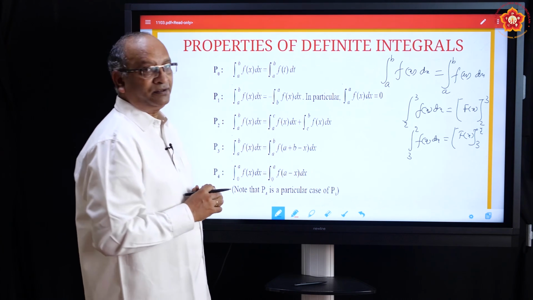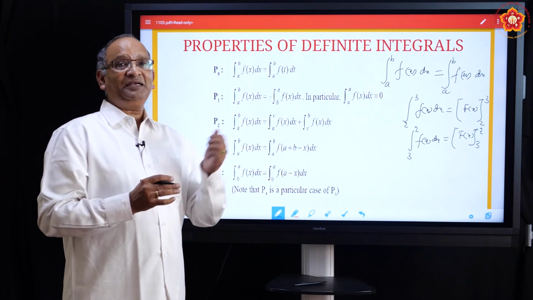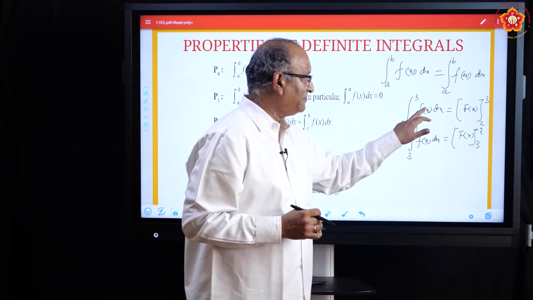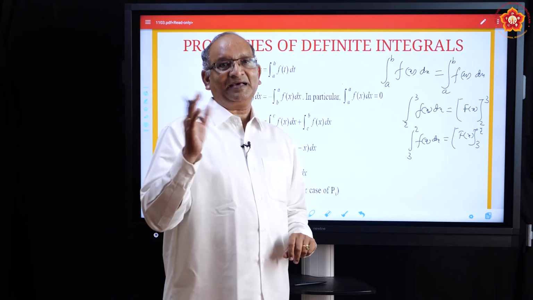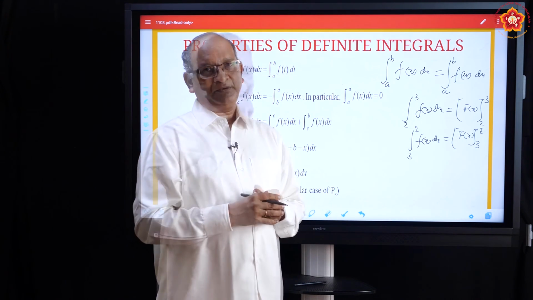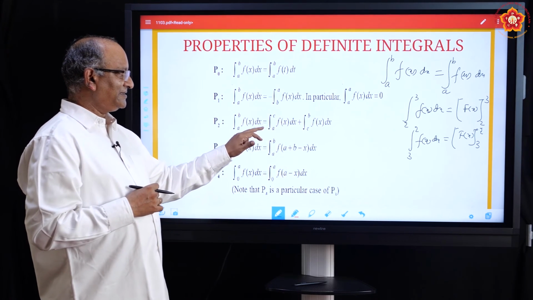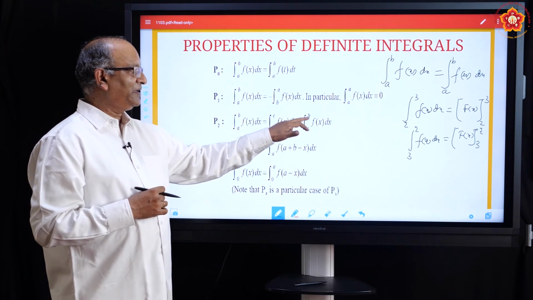Okay? Now what happens if both the limits are the same? That will become 0. Why? Because you are going to get F(b) minus F(a), and both b and a are the same, so the difference is 0. Let us go to the next property. ∫ from a to b f(x) dx is ∫ from a to c f(x) dx plus ∫ from c to b f(x) dx.